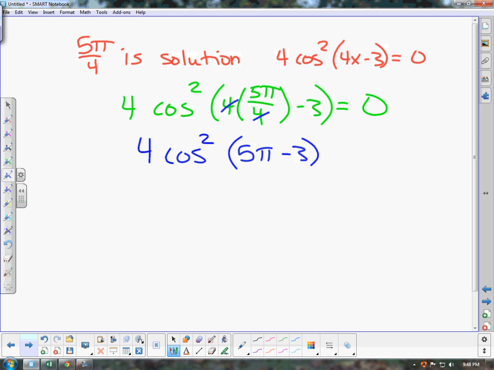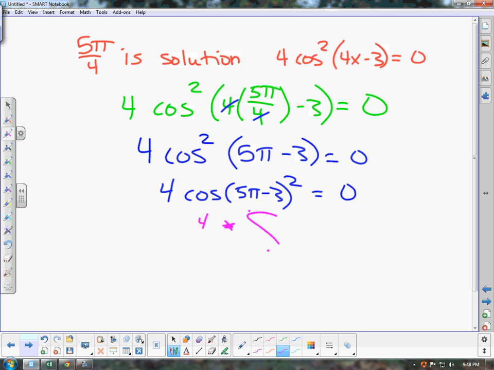And then when you figure that out, this is cosine of 5 pi minus 3 squared, and 4 times it, and it has to equal 0 still. Well, 5 pi minus 3 is some decimal thing, and if you take the cosine of that and then square it, you're going to get some number here. And if you multiply that by 4, you're not going to get 0, because this is not 0. And so therefore, no, it's not a solution.